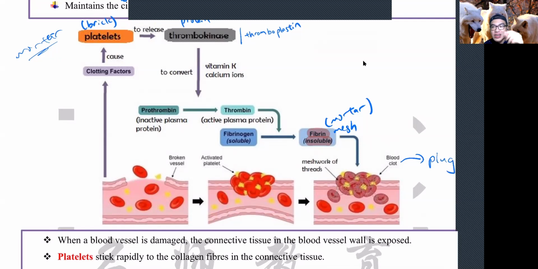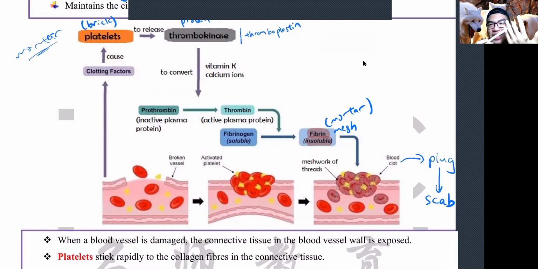Okay, a plug. You know the plug. You have your sink. Sometimes if you don't want your water to leak down your sink, you want to store water, you put a plug there. So this plug is to stop the bleeding, and then after a few weeks, this plug will turn into a scab. Okay, so what the hell is a scab?